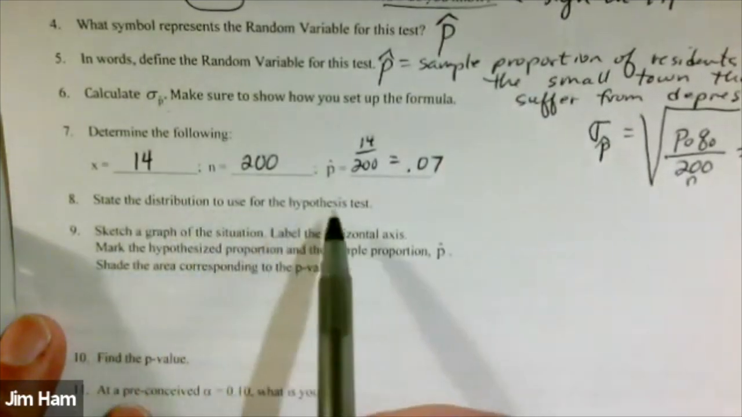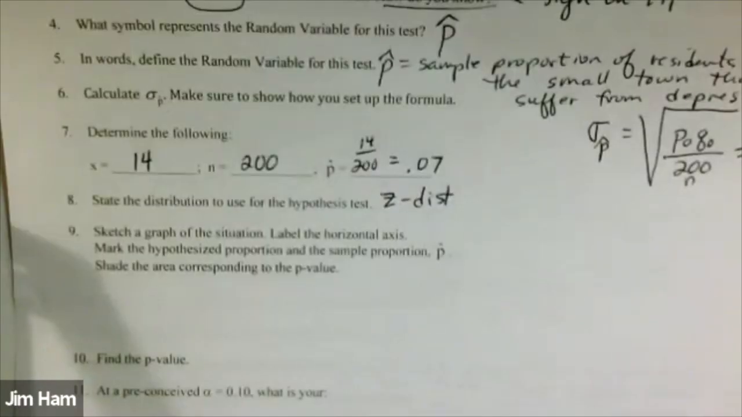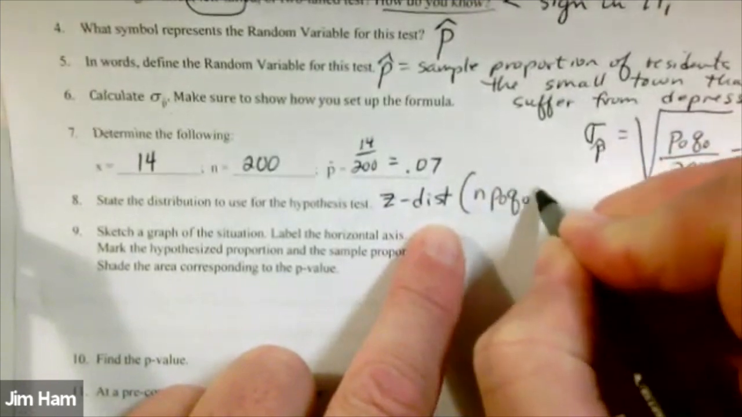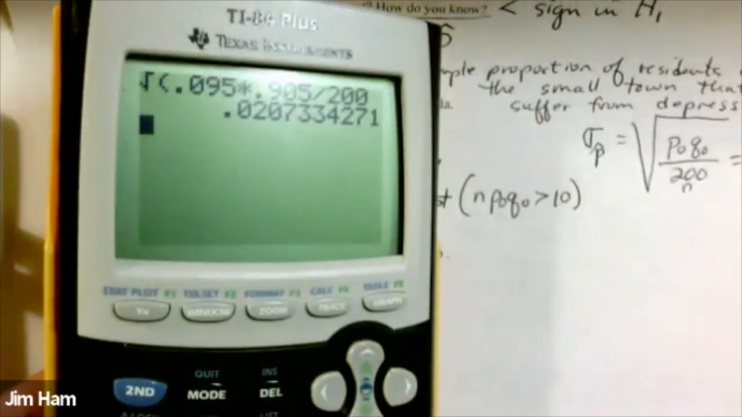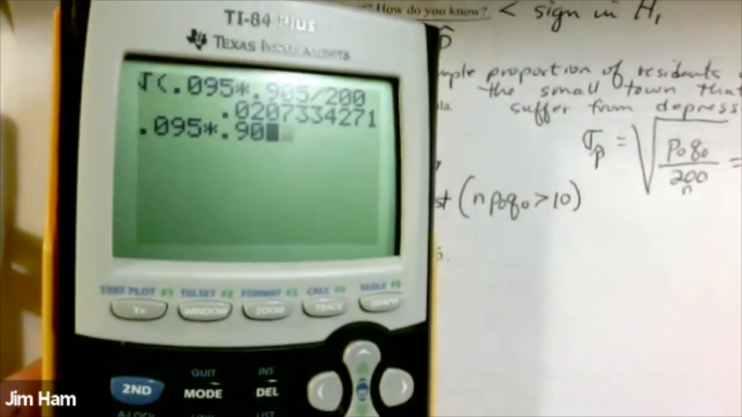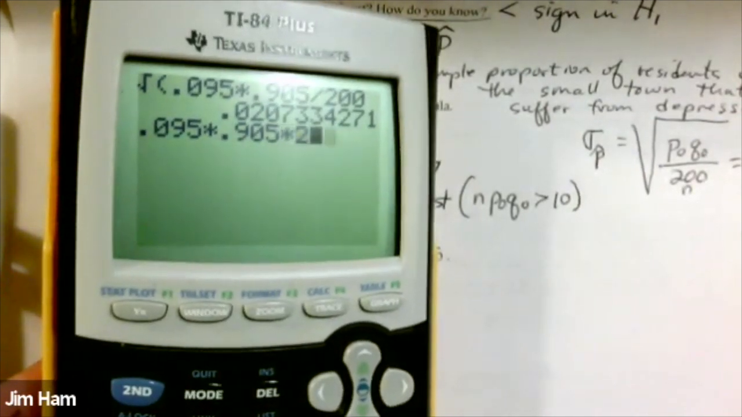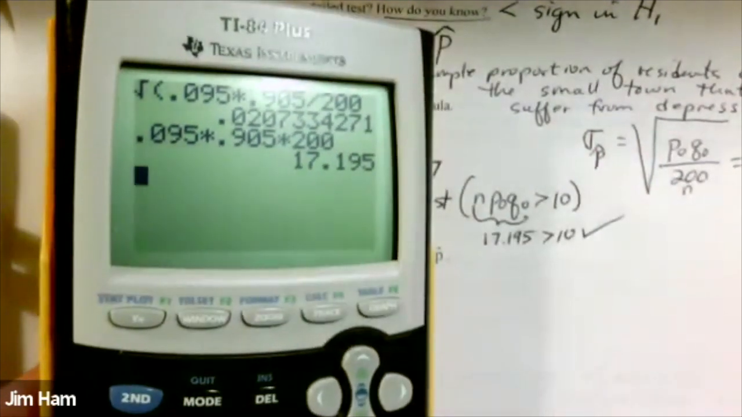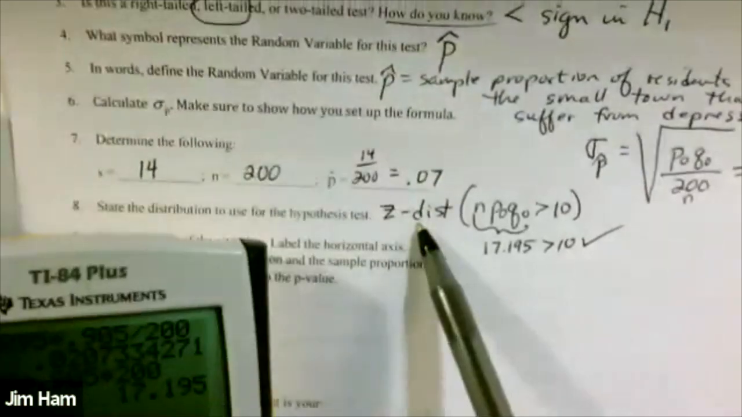State the distribution to use in the hypothesis test. That's the Z distribution. We do need to check to make sure n times p0 times q0 is larger than 10. So if we take 0.095 and multiply that by 0.905 and then multiply that by the 200, we get something slightly larger than 10. So therefore, we're using the Z distribution.